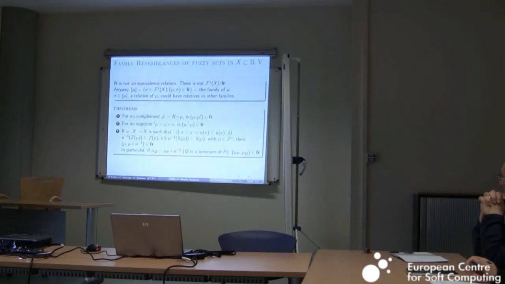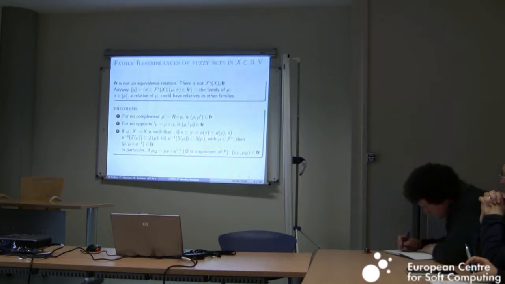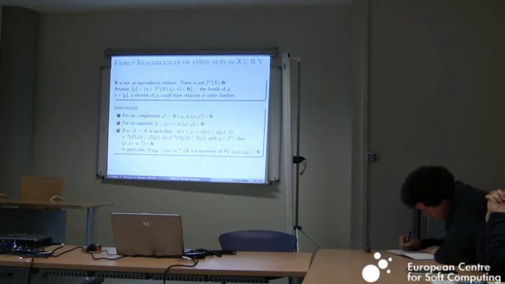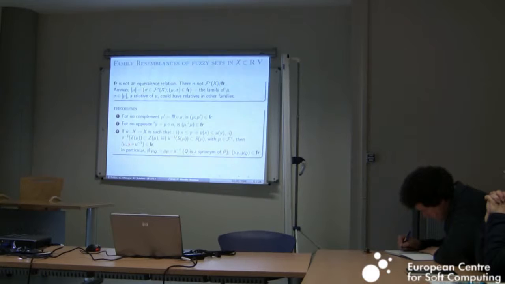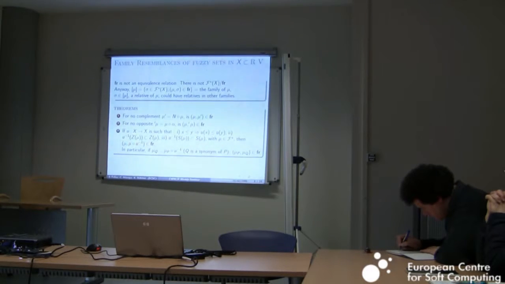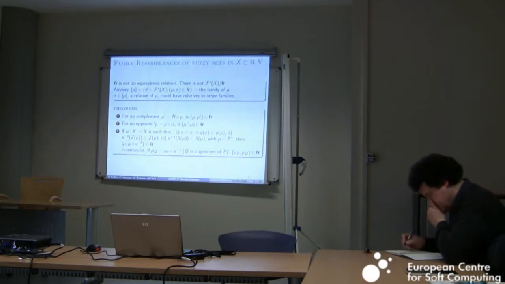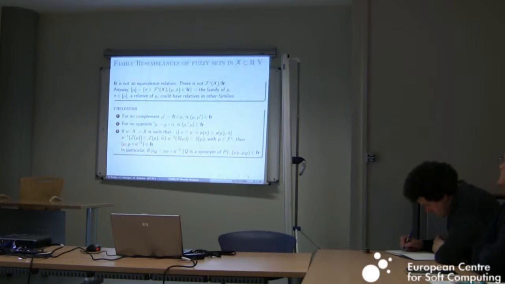If this is a function in the universe that is increasing, that changes the set of zeros into zeros, and sends the set of ones into ones, then the couple mu and the composition of mu with this function show family resemblance. In particular, as in a lot of cases, this is a synonym of that. If this is a synonym of P, then P and the synonym show family resemblance.